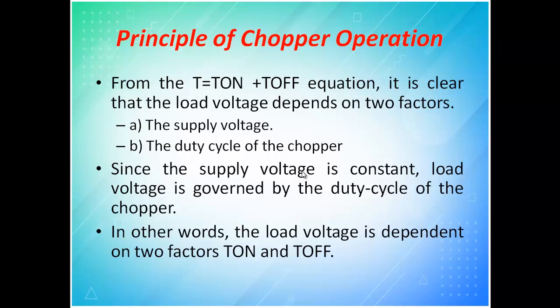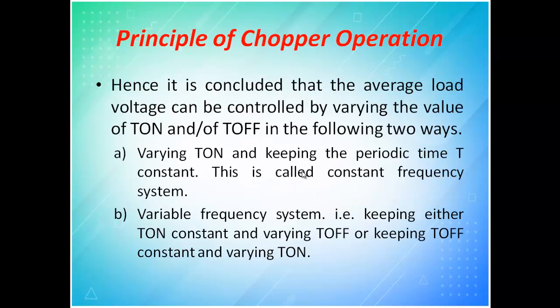First, supply voltage, because if I am giving 230 volt, then if it is a step down chopper, maximum will be 230, minimum will be 0. That you have to be very clear. So it depends upon supply. Next one is duty cycle. By varying duty cycle, I will come down in my voltage if it is a step down chopper. Since the supply voltage is constant, load voltage is governed by duty cycle of the chopper. In other words, load voltage depends on two factors, that is T on and T off.